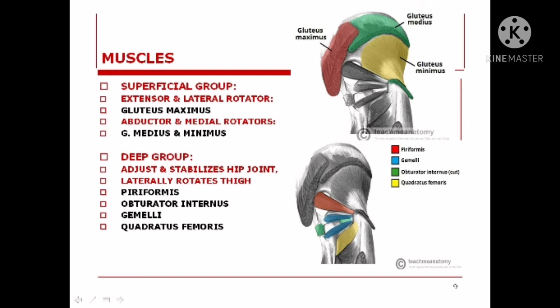The deep group adjusts and stabilizes the hip joint, and they laterally rotate the thigh. These are the piriformis, the obturator internus, the gemelli, and the gemelli are two. These are the gemelli superior and the gemelli inferior, and the quadratus femoris muscle.